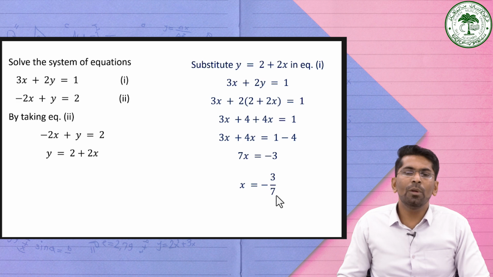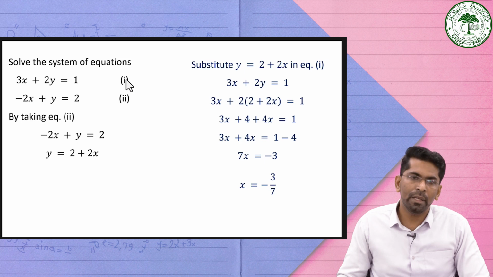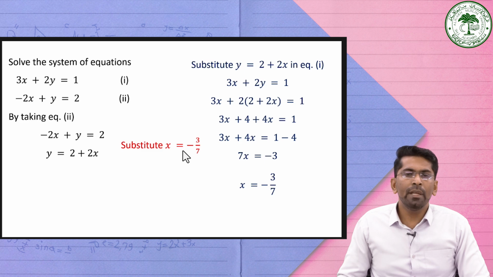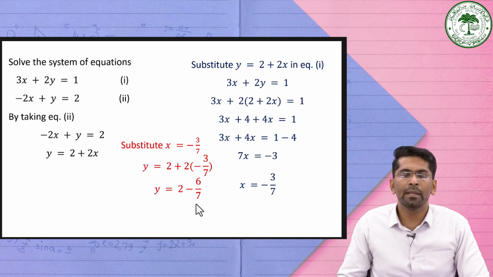So when x is equal to minus 3 by 7, you can substitute x is equal to minus 3 by 7 in equation number 1, or you can also put it here. Now we are substituting x is equal to minus 3 by 7 in this particular term, y is equal to 2 plus 2x. So if you go for simplifying it, 2 plus 2 into minus 3 by 7. Here it is minus, so putting minus here. So 2 into 3, which is 6 by 7.